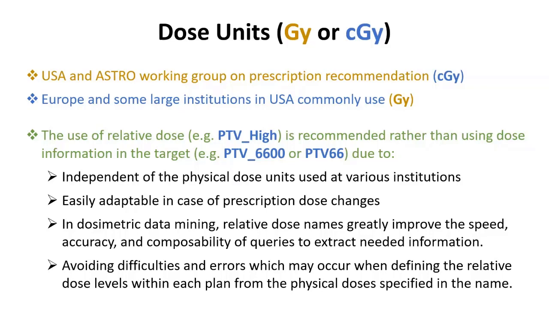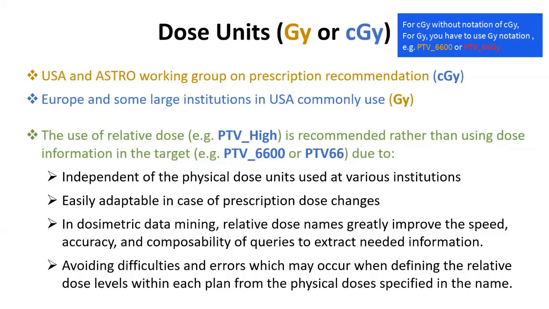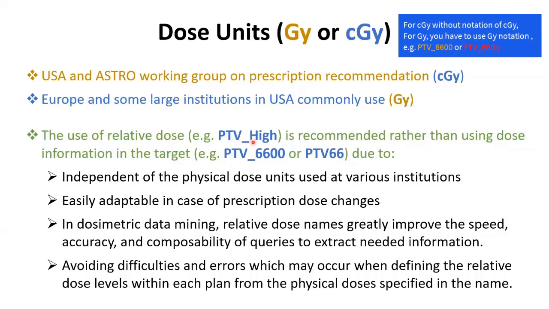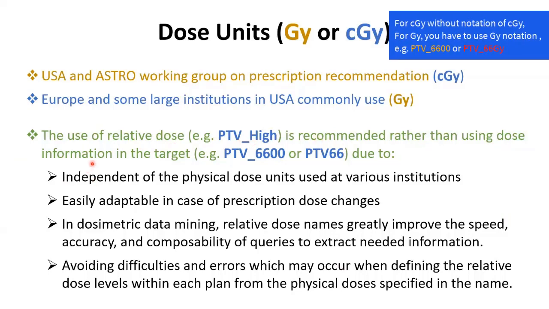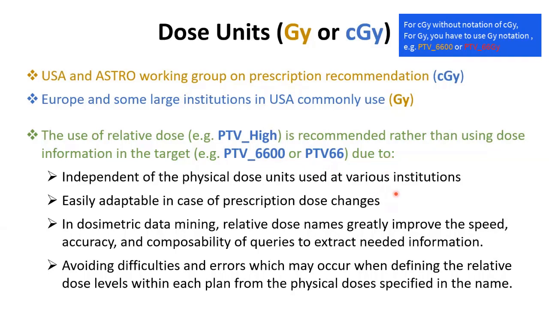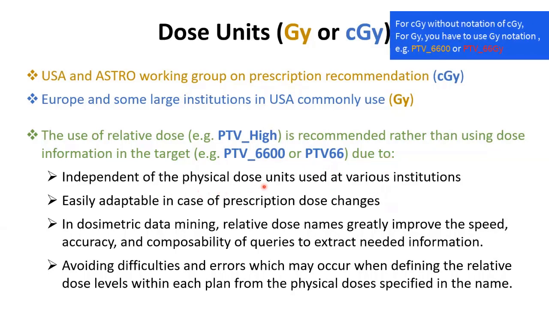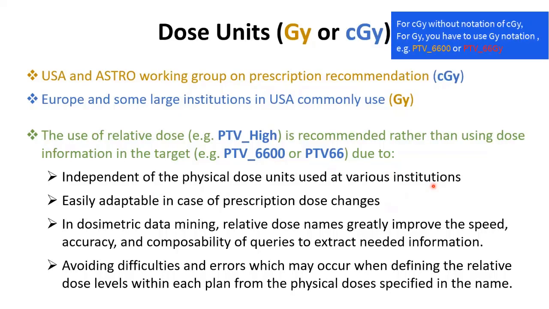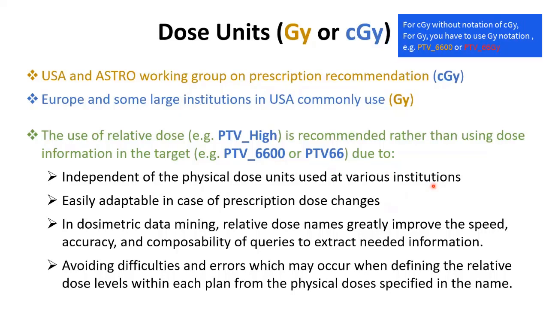And the nice thing with this report is that it adapts both. Either you are using gray or you are using centigray. But the recommendation is not to use centigray or gray in the nomenclature of the target structure. The use of relative dose, for example PTV high, is recommended rather than using dose information in the target, for example PTV 6600 or PTV 66. Due to many factors, first of all, independent of the physical dose unit used at various institutions. So other institutions will be using different dose values. So it's better to use the concept of high dose, low dose, mid dose, and so on, rather than to use a specific value of that dose.